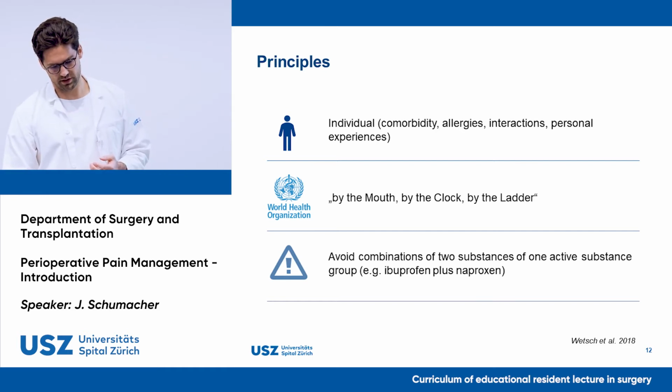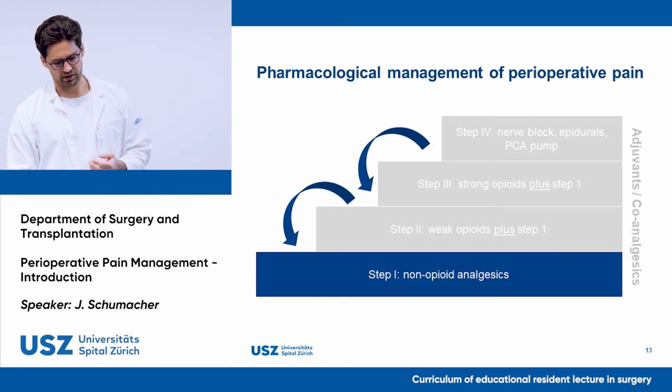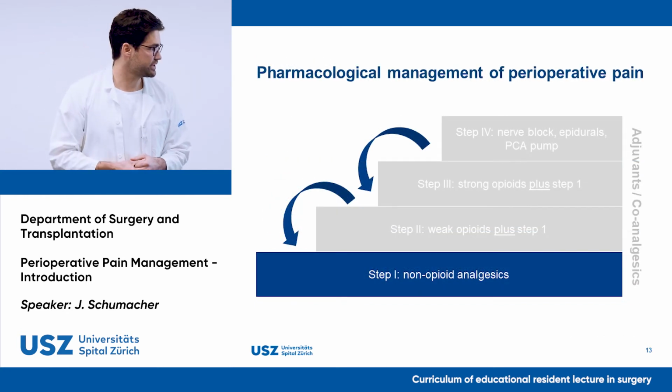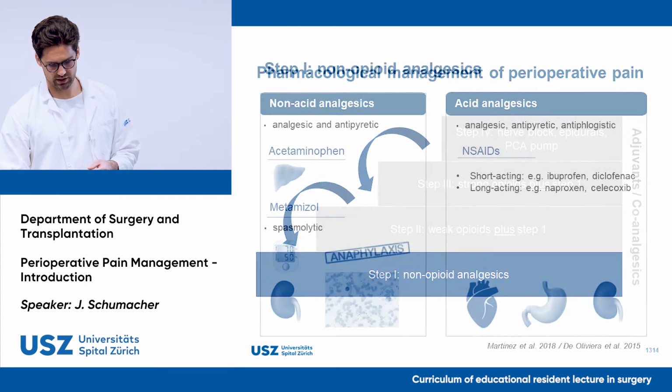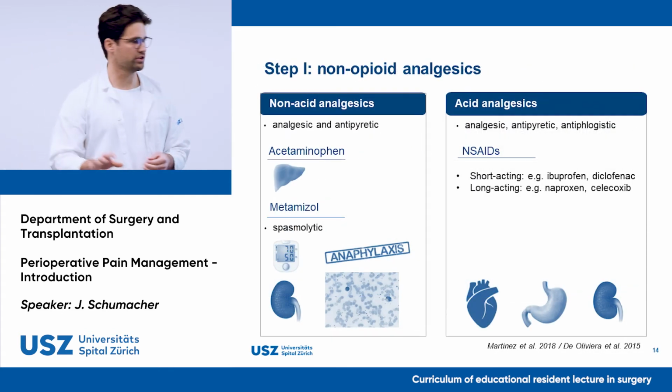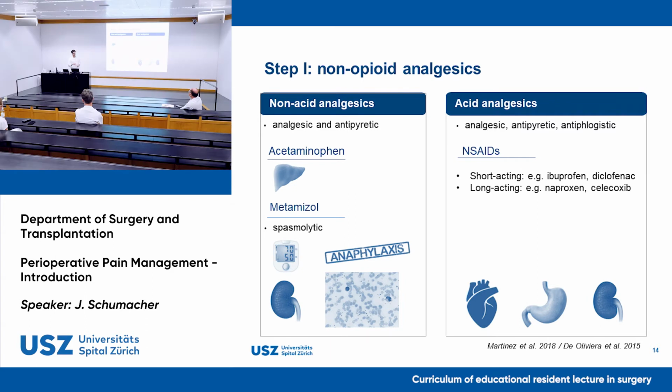Combination of 2 substances of 1 active substance group should also be avoided, because this increases the risk of side effects. When we talk about step number 1, the non-opioid analgesics, I only want to focus on the most relevant things now and not so much on dosages. Please look into the literature.